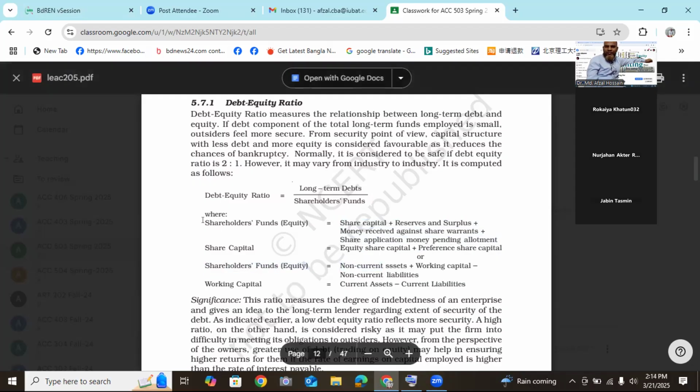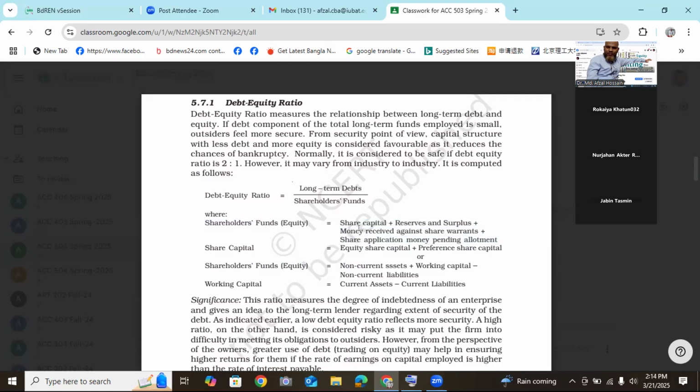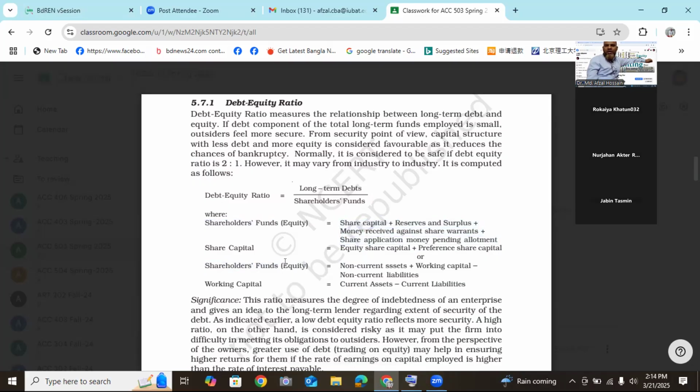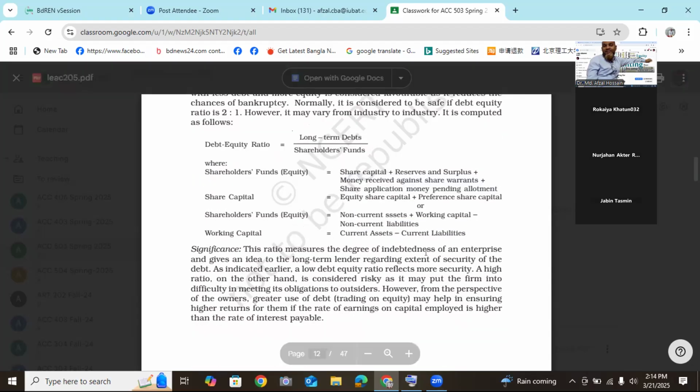You can determine it by the sum of these things, or you can determine shareholder funds, equity, equals non-current asset plus working capital minus non-current liability. Working capital, what is working capital? Current asset minus current liabilities.